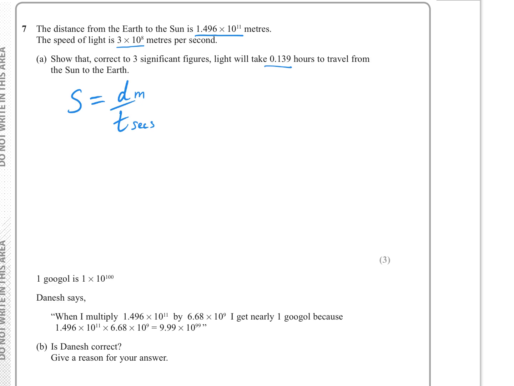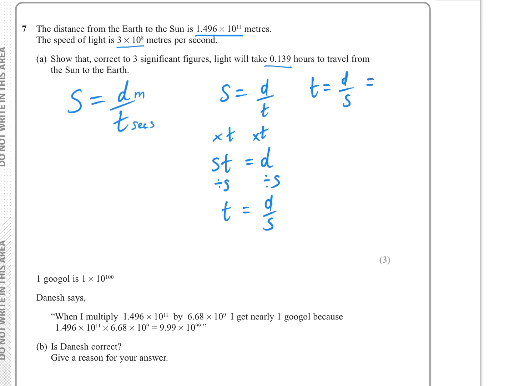Okay, so we've got to do a little bit of a conversion. So let's rearrange this formula. So if we have S equals D divided by T, if we times both sides by T, some of you use formula triangles, I'm not a great fan of those, but if you like them, then that's good. And then I want to get T on its own, so I'll divide both sides by S. So T will be D over S. So let's try and see what that gives us.